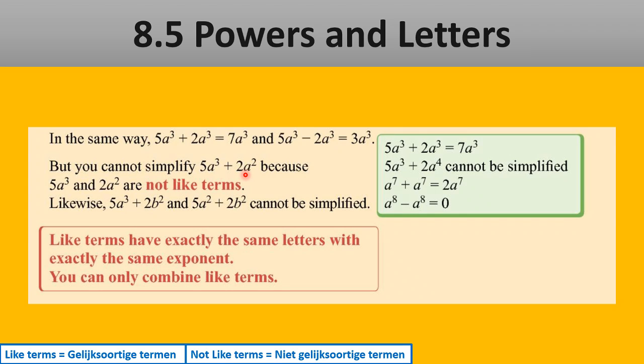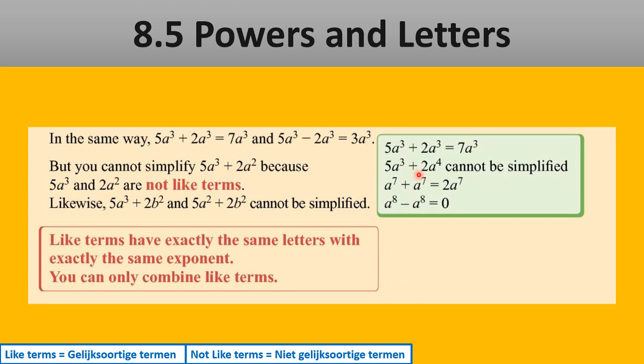If they are not the same, like 5a to the third and 2a squared, they are not like terms. So not only the letter has to be the same, the exponent has to be the same as well. Like terms have exactly the same letters with exactly the same exponents. You can only combine like terms. So example, 5a to the third power plus 2a to the third power. It's an addition. The letter is the same, the exponent is the same, so I have 5 plus 2 is 7, a to the third power.